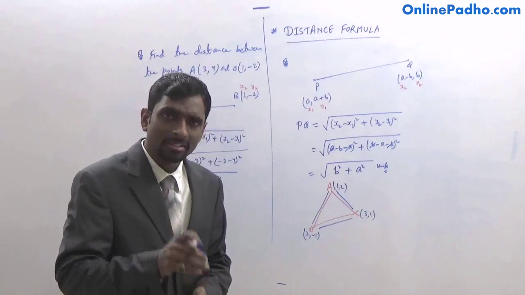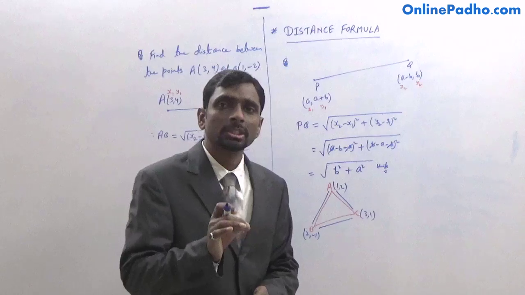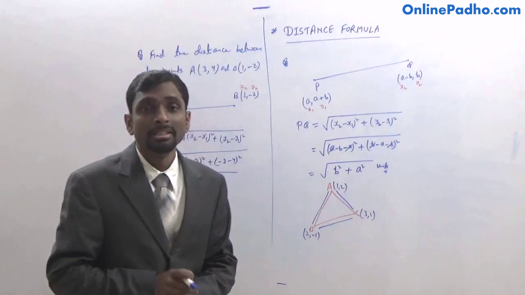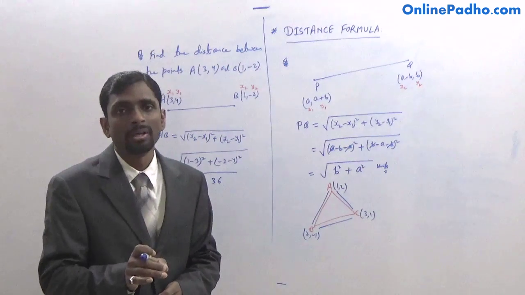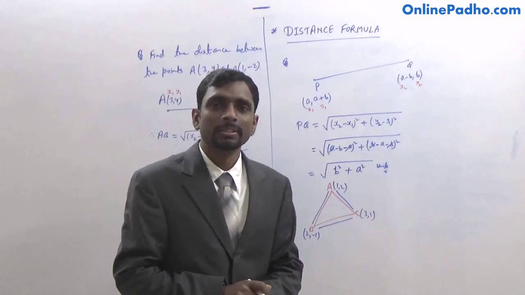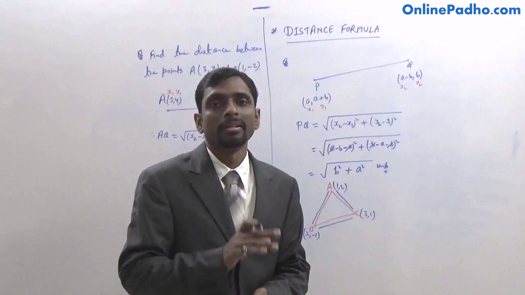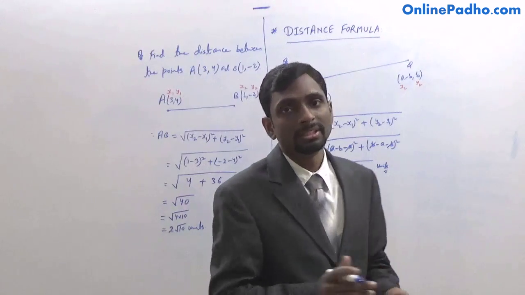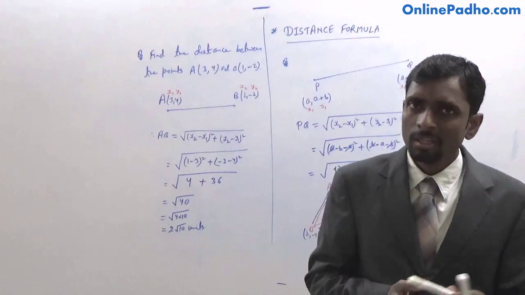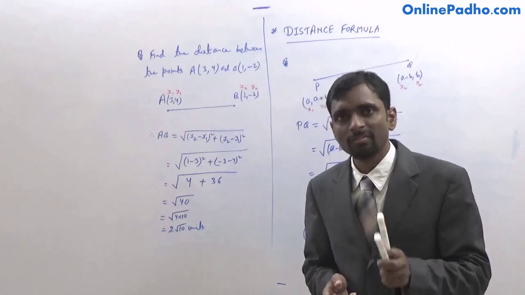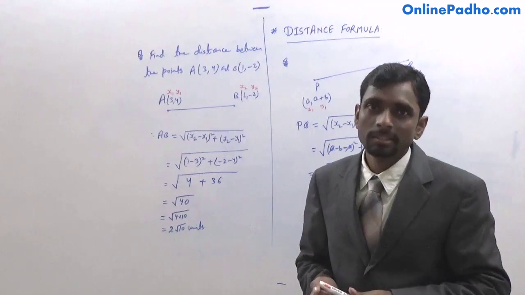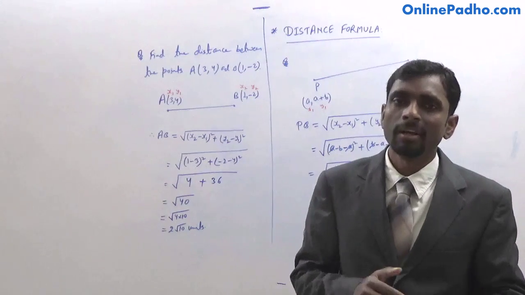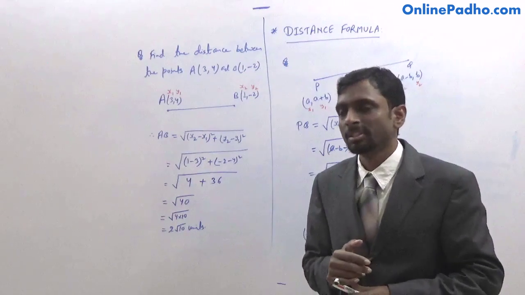If all three sides are unequal and the square of the largest side is equal to the sum of squares of the other two sides, it will be a right angle triangle, right? So these are very important applications of distance formula. In coordinate geometry, we will discuss the section formula in the next class, right? Section formula and area of triangle will be the next part of this chapter.